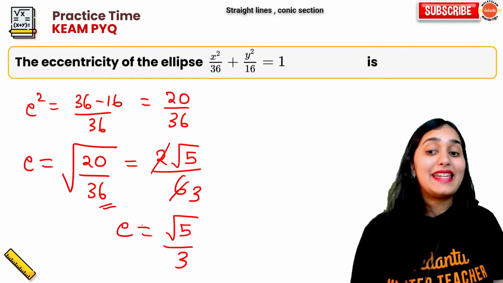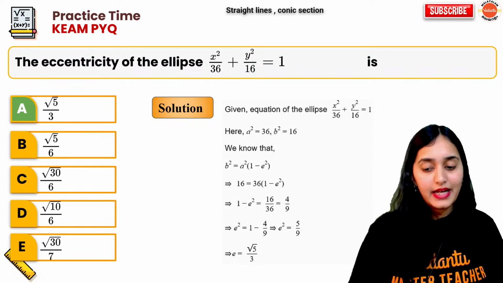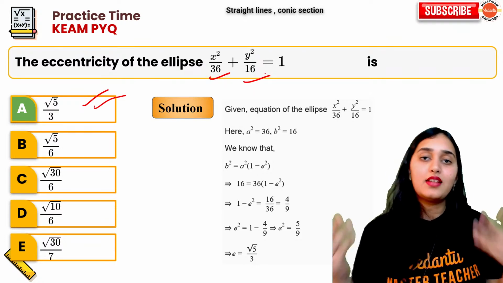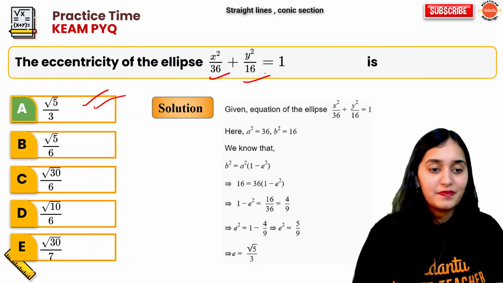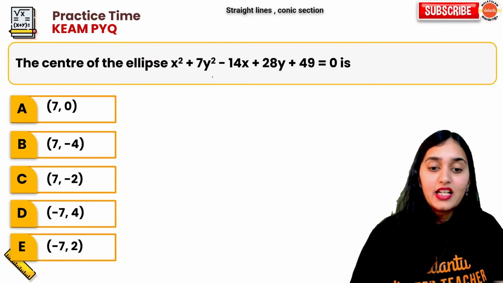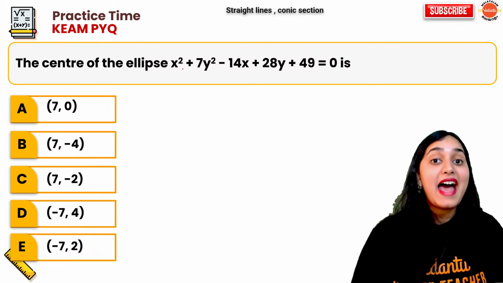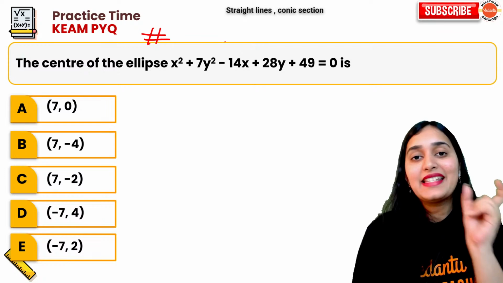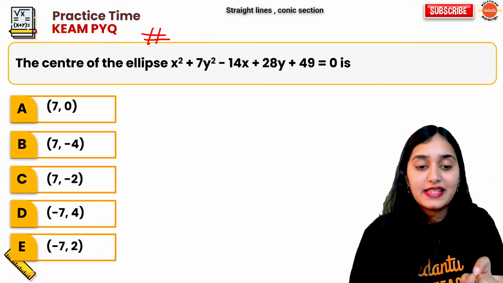So, what is the value of e? Root 5 by 3. This was a very simple question. A square given, b square given, just find eccentricity. Nothing else. Next, the center of this ellipse is dash. Very interesting question. How do you find the center of the ellipse?